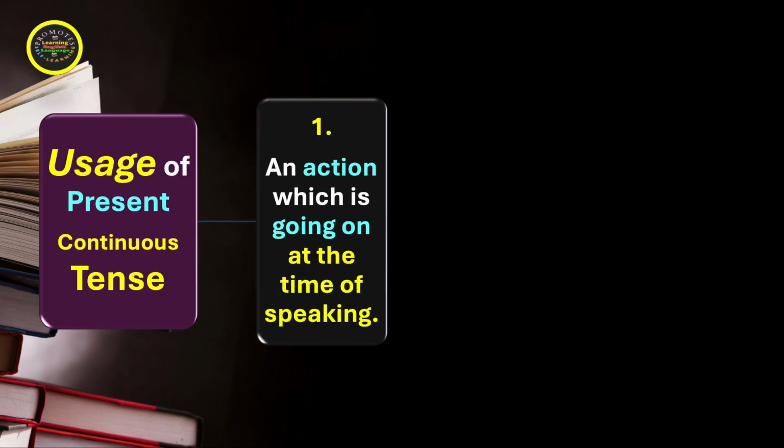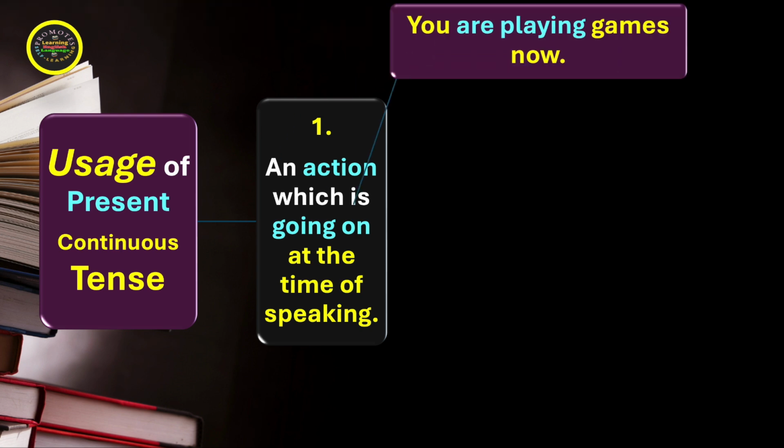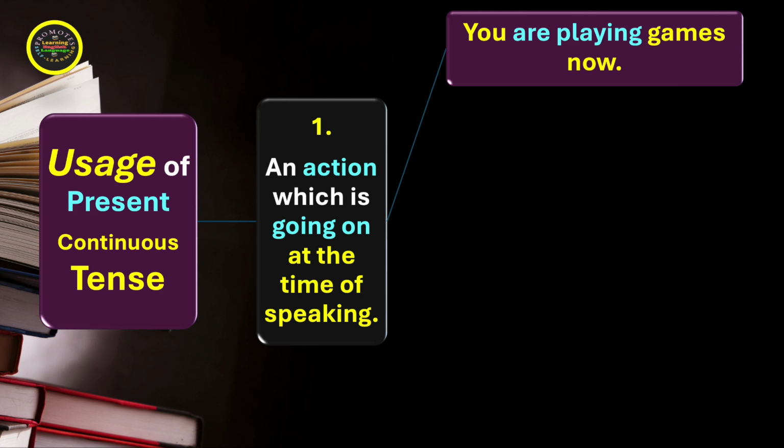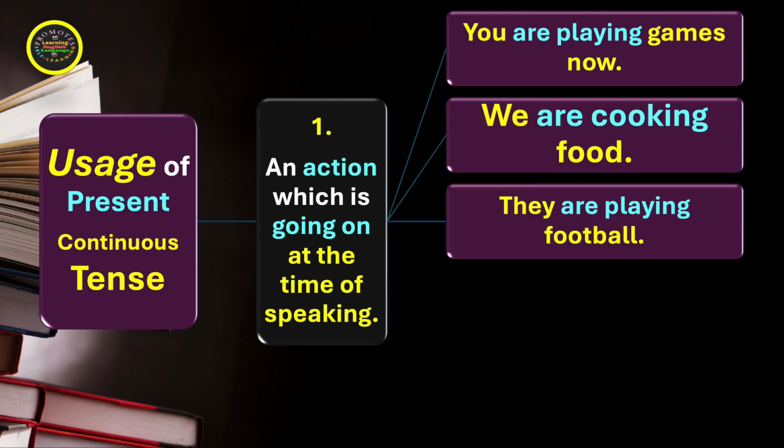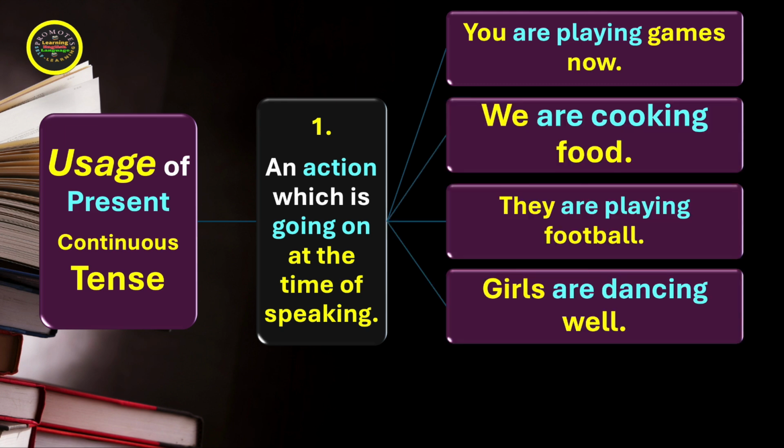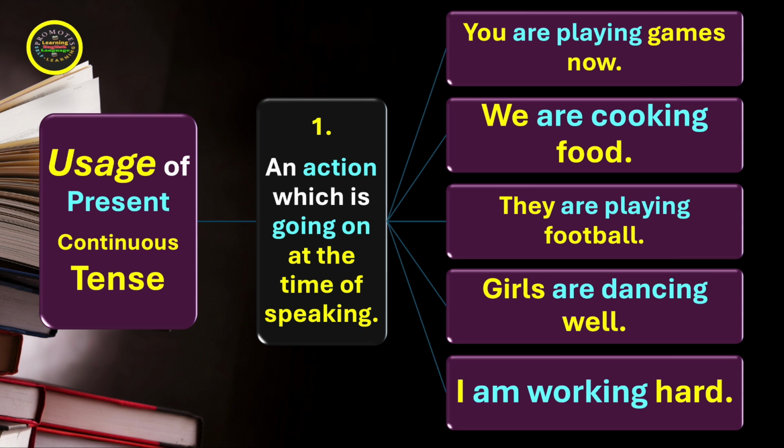Now let's talk about the usage of present continuous tense. And the point number one is an action which is going on at the time of speaking. An action which is progressing at the present moment, which is happening at the present time, which is progressing now. Let's see the examples. You are playing games now. We are cooking food. They are playing football. Girls are dancing well. And I am working hard. All these sentences convey a work being done at the present moment.